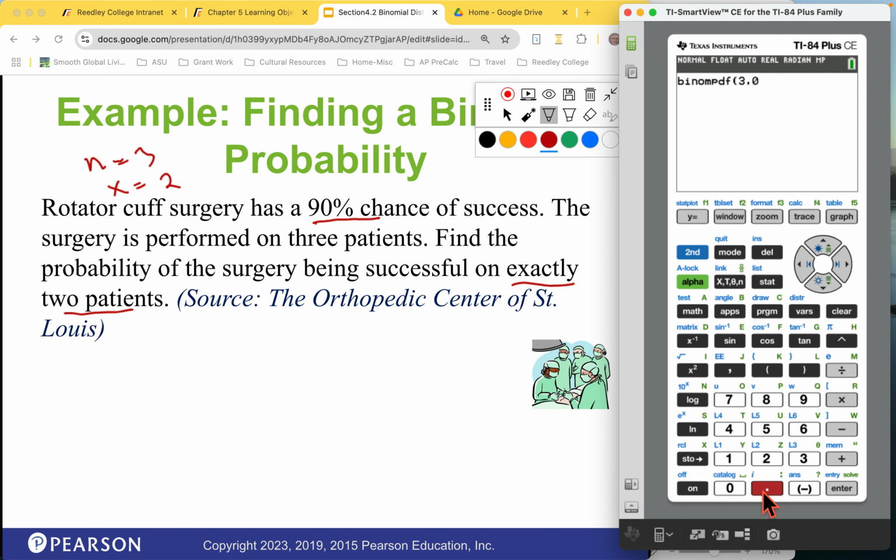We do 0.9 for the probability of success. We put a comma, and then now we need to tell it the value of x. How many successes? Exactly 2. We put that in, and we put an enter, and magically it calculates it for us. That's all we're going to have to be able to do. You just have to remember n, p, x. I'm going to show you the PowerPoint doing it by hand as well, and we're going to see that it matches up with this. We're going to do it two different ways to verify that this is giving us the correct answer. Okay, so far so good.